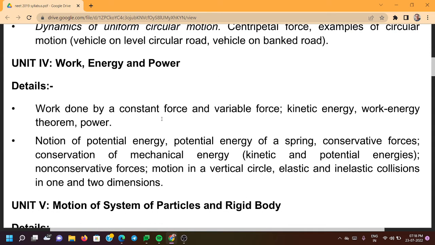Work done by a constant force and variable force. Kinetic energy. Work-energy theorem. Power. Notion of potential energy. Potential energy of a spring. Conservative forces. Conservation of mechanical energy, kinetic and potential energies. Non-conservative forces. Motion in a vertical circle. Elastic and inelastic collisions in 1 and 2 dimensions.